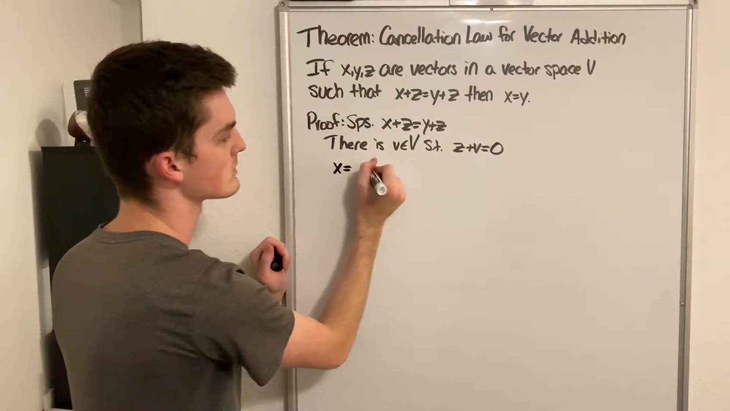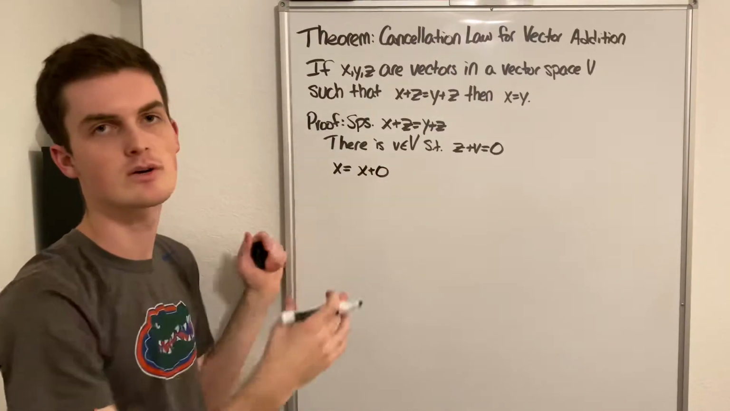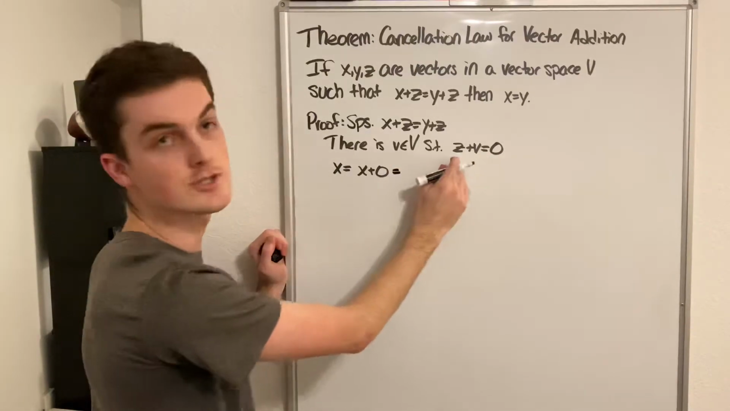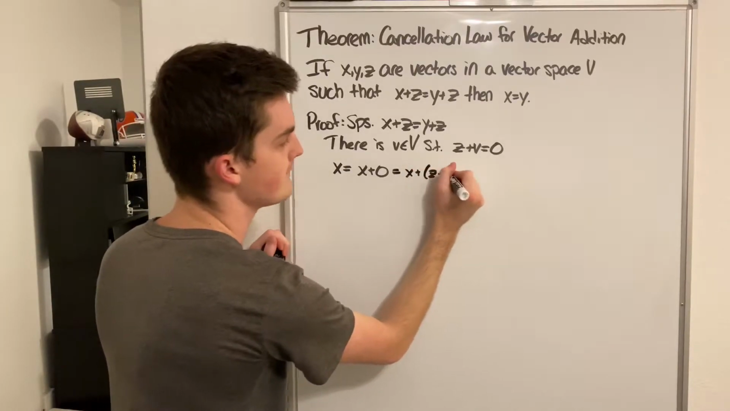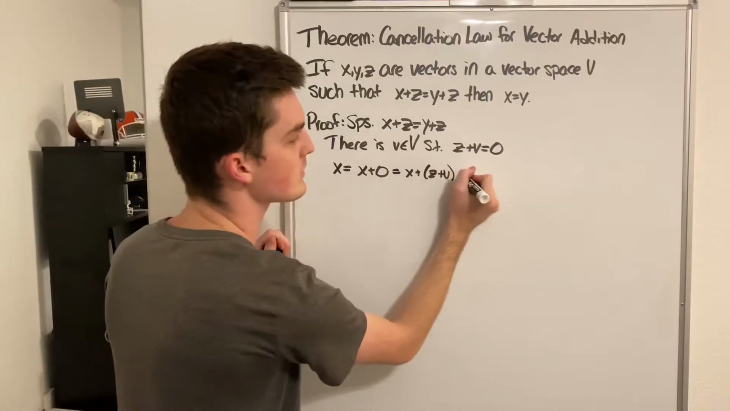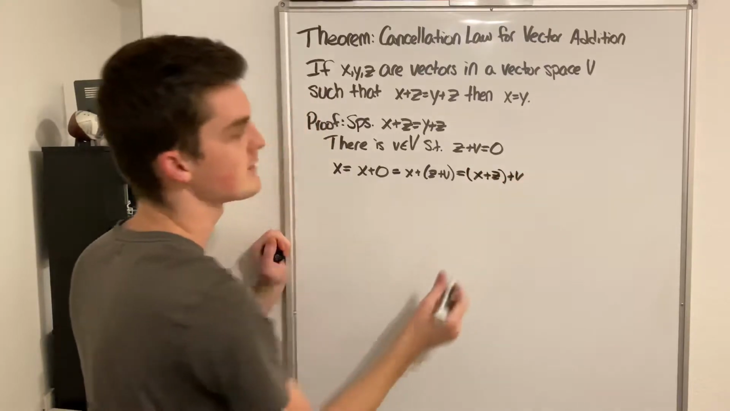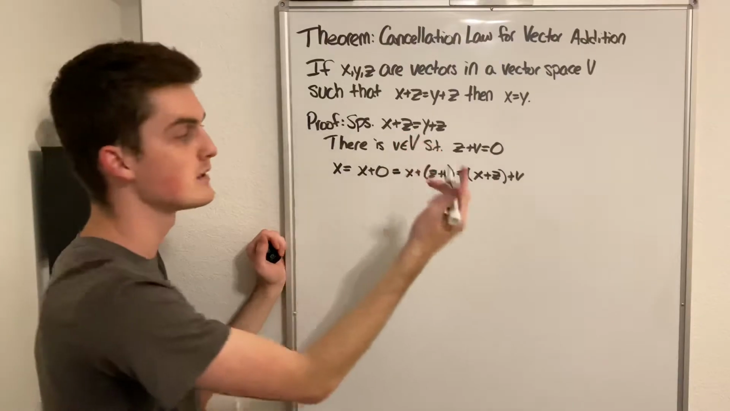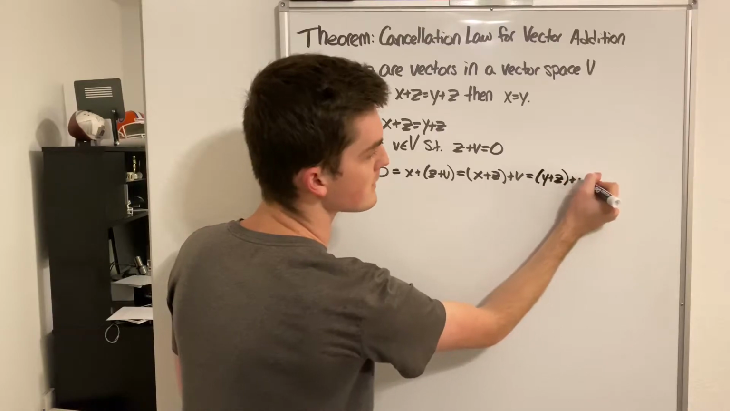x equals x plus 0. By another one of our postulates, x plus 0 is always x due to our 0 vector. Equals, well, 0 is just z plus v, so we have x plus (z plus v). But remember, our vector addition is associative, so we can say equals (x plus z) plus v. Well, x plus z, by our assumption, is just y plus z, right? So then we can say equals (y plus z) plus v.